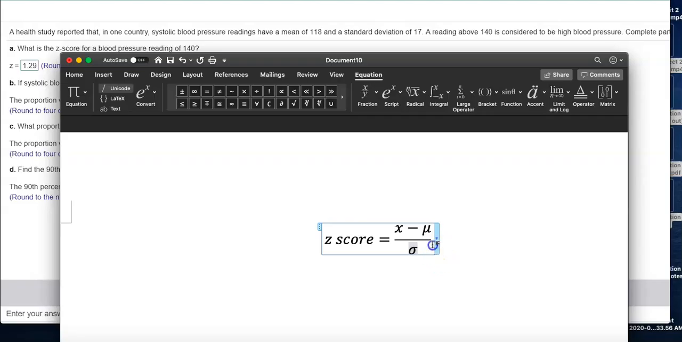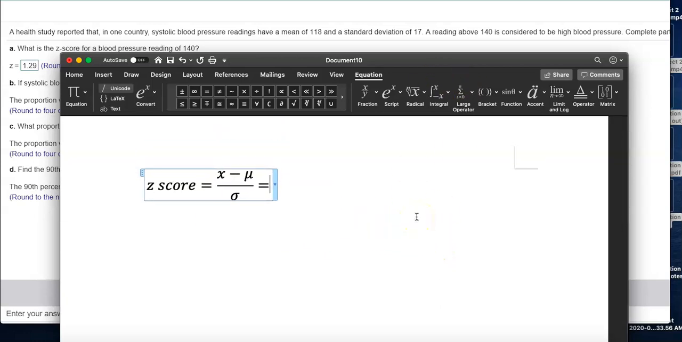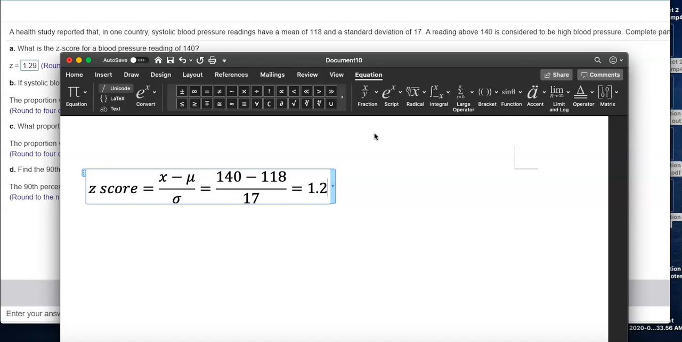And we're given all these numbers. X is, what's the number that we're interested in? X is 140. 140 minus the mean blood pressure is 118, and then the standard deviation is 17. So on your calculator, type this in, 140 minus 118, and then divide that by 17. The z-score comes out to be 1.29.